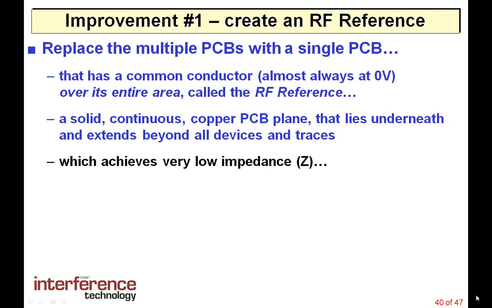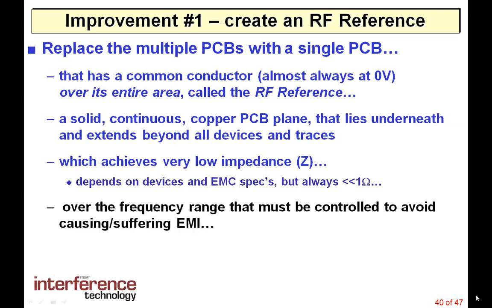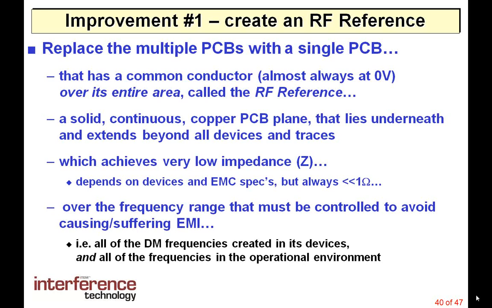Because it's a solid metal plane, it has a very low impedance. The impedance we need depends on the devices and the EMC specs, but it's almost always much less than an ohm. And a solid metal plane close to the traces and the devices does that for us. We have to achieve this low impedance over the frequency range that we want to control to avoid causing and suffering EMI. That frequency range is basically all the differential mode frequencies created by the devices and all of the frequencies that are present in the environment that the product is going to be used in. That's emissions and immunity.